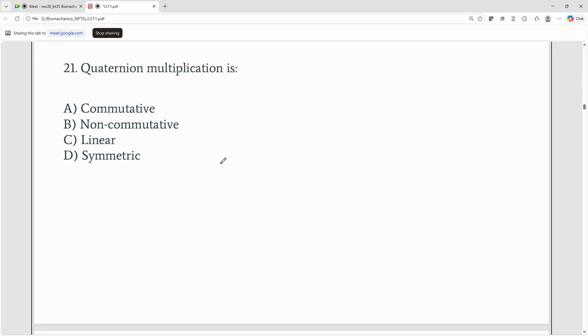Next question. The quaternion multiplication is what? Options are option A, commutative. Option B, non-commutative. Option C, linear. Option D, symmetric. You can easily answer the question by recollecting the previous discussions.